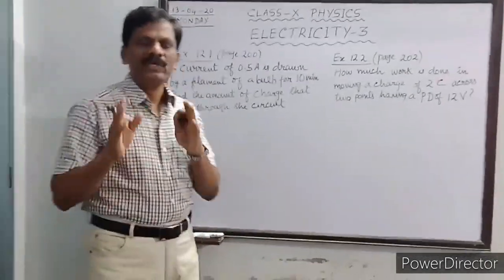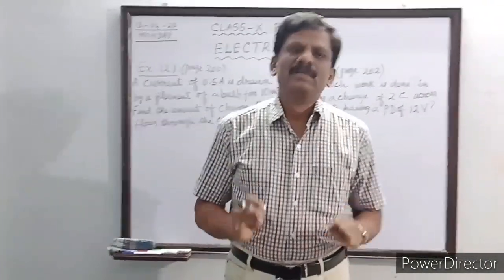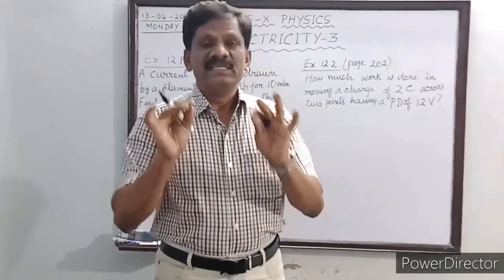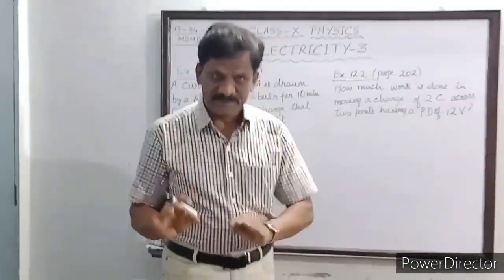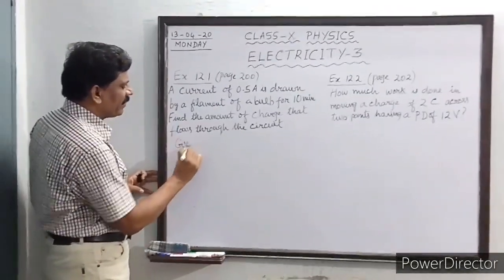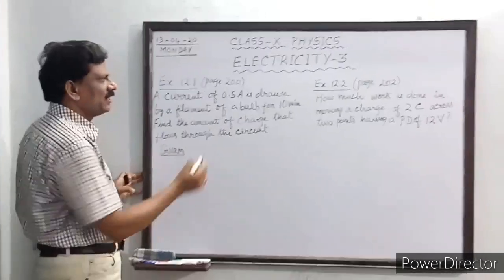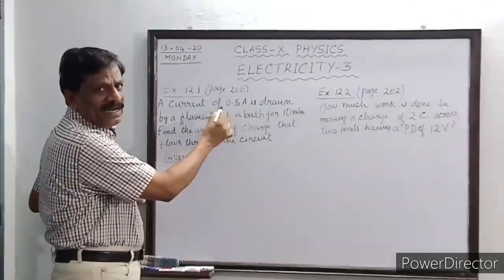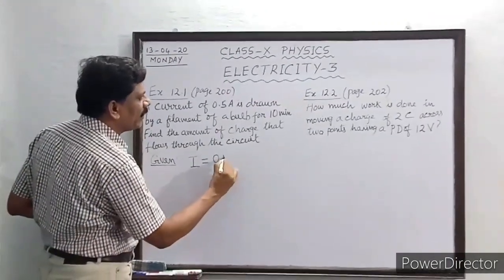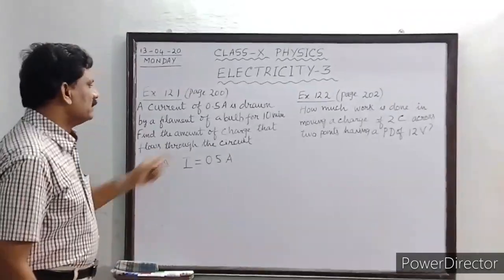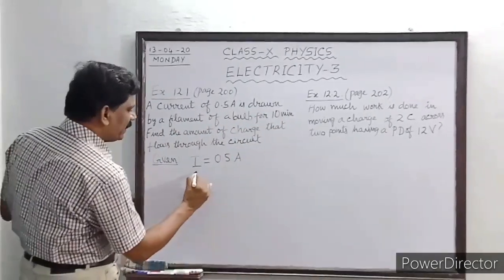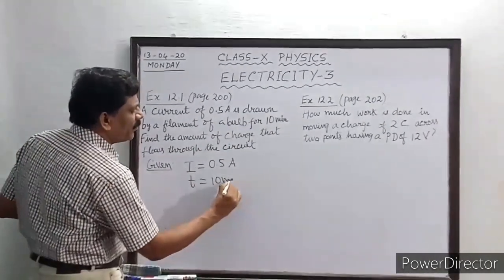First, whenever you read any numerical problem, patiently you should go through the problem twice and write all the information or data given in the problem. How much data are given? Let us see now. So what is the given information? I will make a list. So what is the current flowing through the filament of the bulb? Yes, 0.5 ampere. So the symbol for current is I. I is equal to 0.5 ampere. Then for how much time the current is flowing is 10 minutes. So I will write T. T is equal to 10 minutes.